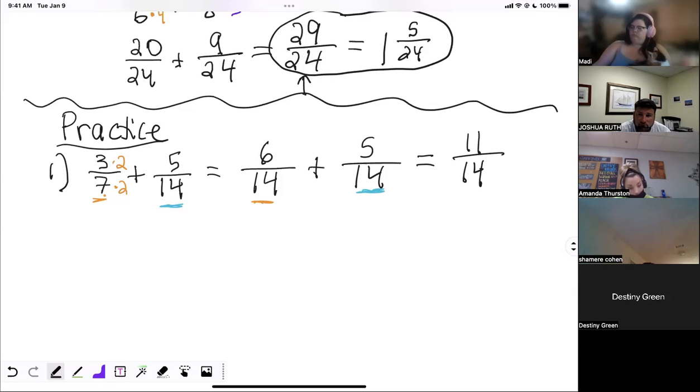I should mention, I didn't have to simplify this time. Always simplify your answer. I don't have any way to simplify, so this is simplified. But if I could divide it to simplify it, you have to simplify it.